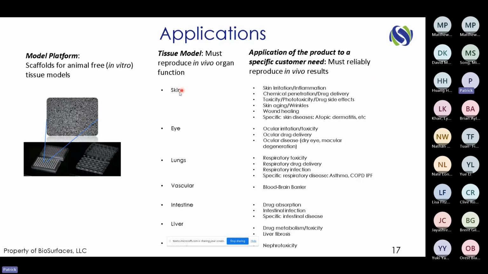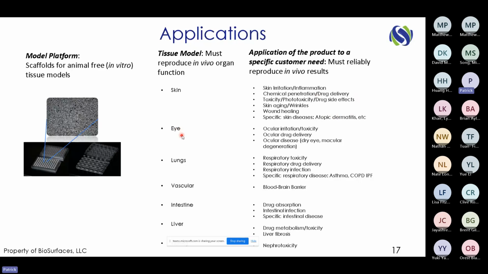So starting off at the top, we have the skin model, and I'll show you again, we're making a full thickness skin model in our laboratories now. And some of the applications that this is going to be really useful for are skin irritation and inflammation, chemical penetration, drug delivery, toxicity, phototoxicity, drug effects, skin aging, photo aging and wrinkles, wound healing, and specific skin diseases, for example, atopic dermatitis or psoriasis, etc.